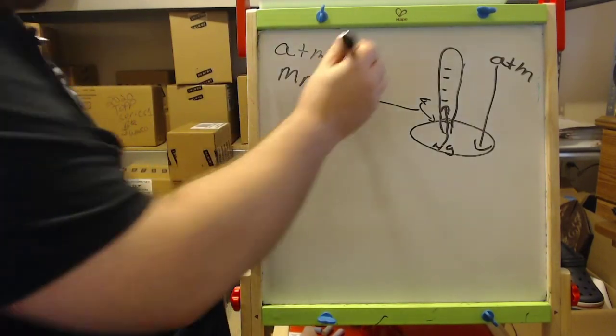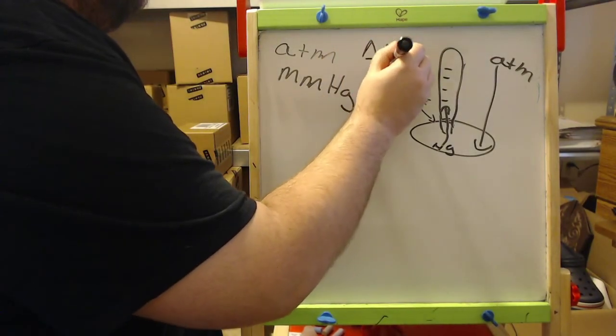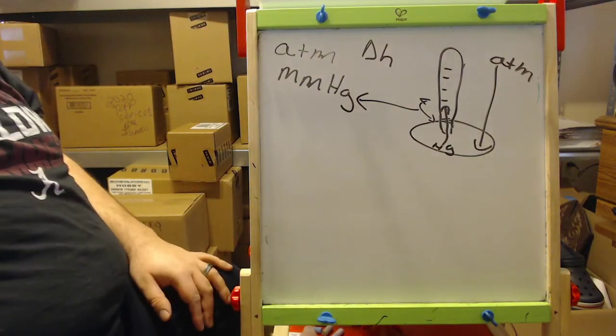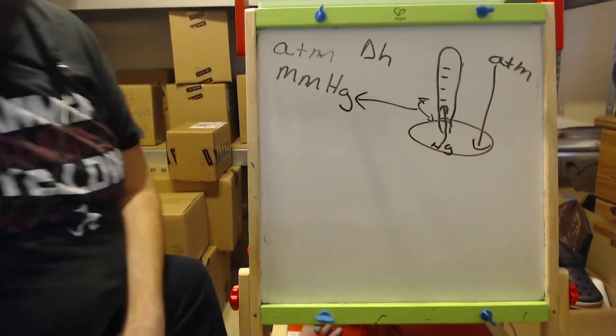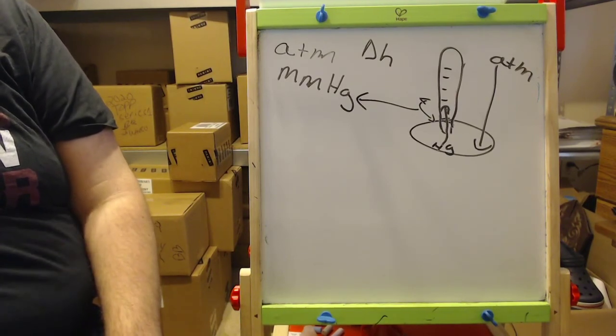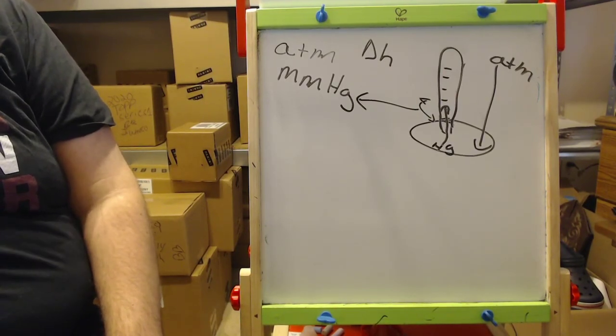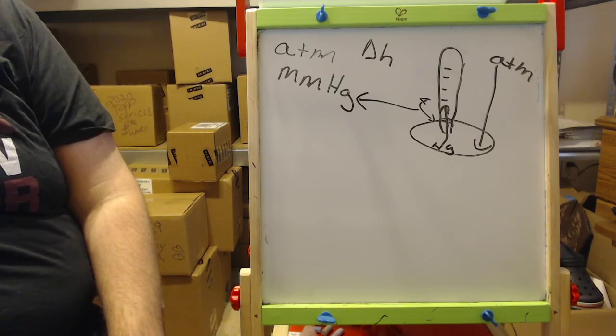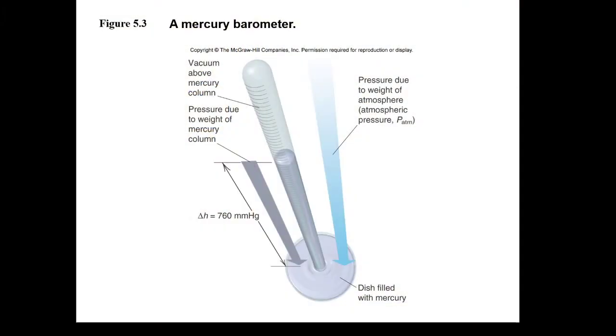They actually call it the change in height, or delta H, of the mercury. But it's essentially how much did the mercury move inside the barometer. And there's a better picture in the slides I'll show you than what the heck I drew. All right, right there.